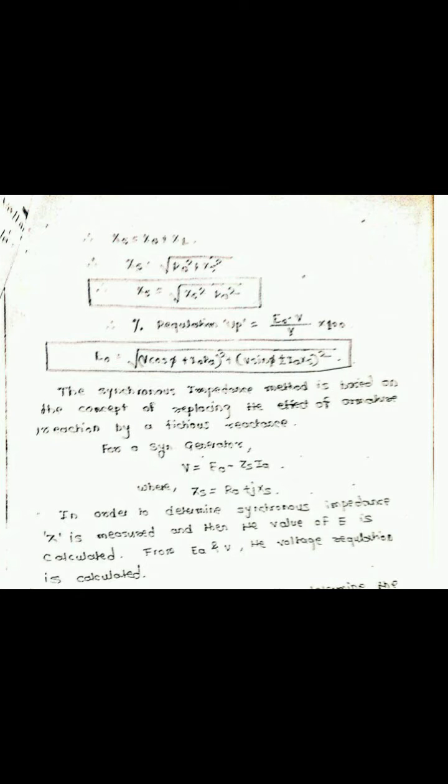So this method is called the synchronous impedance method for calculation of voltage regulation. We'll solve one problem based on this method. This problem is available with us. So this is the problem.